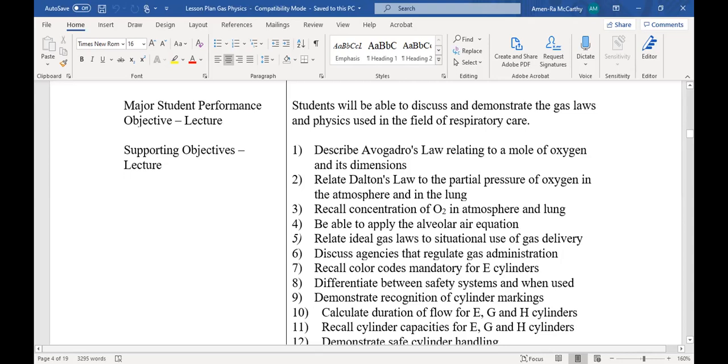So you'll be able to discuss Avogadro's law relating to a mole of oxygen, and relate Dalton's law to the partial pressure of oxygen in the atmosphere. When we talked about all of those pressures, all of those percentages in the atmosphere and converted those all into pressures, that's Dalton's law. So you've already kind of heard about his law.